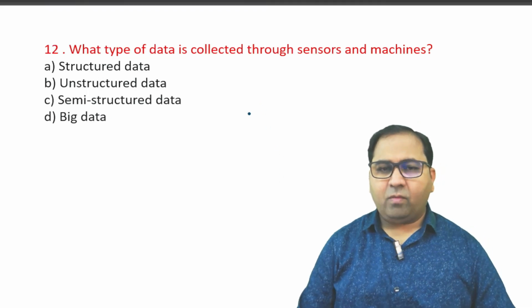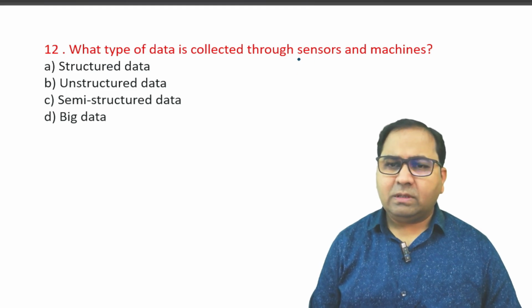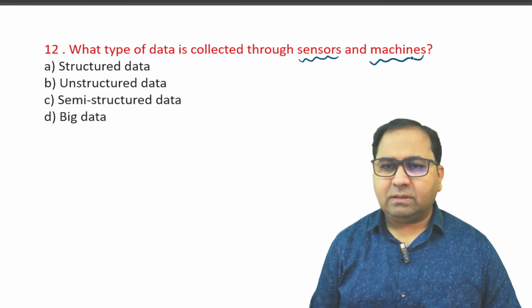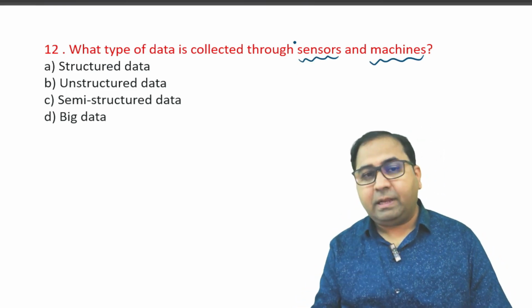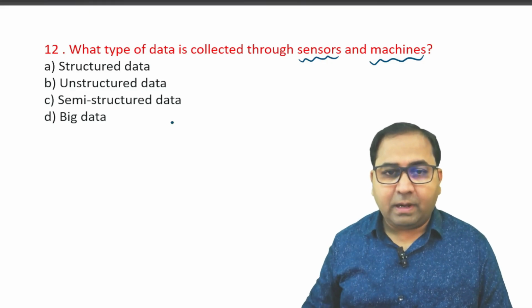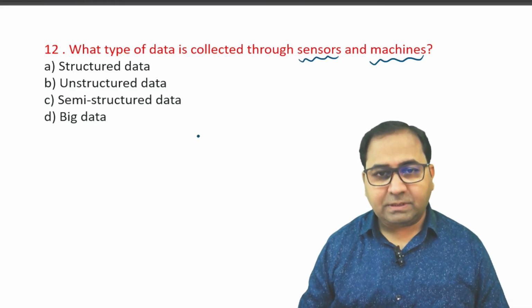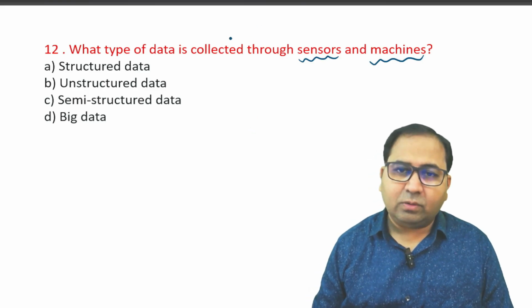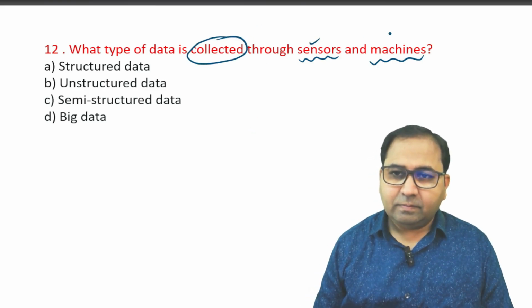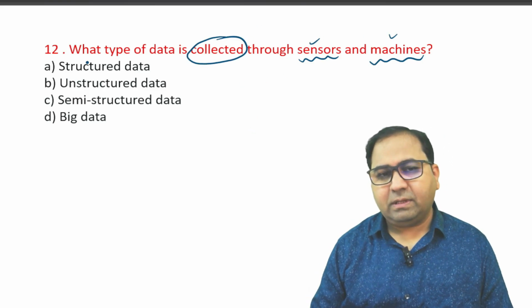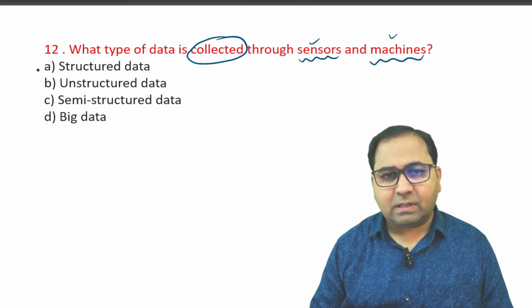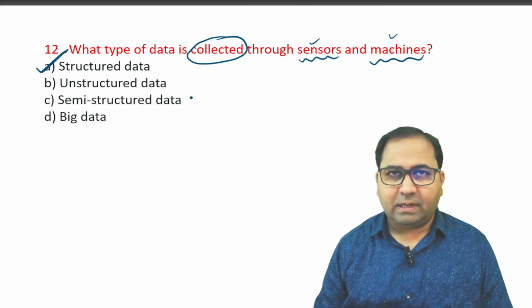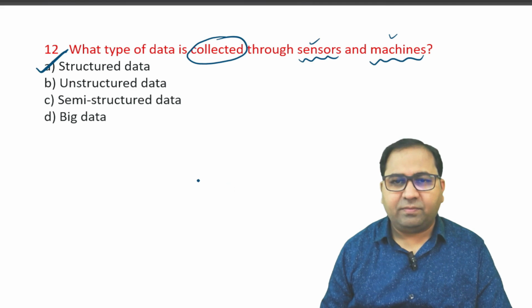Next question. What type of data is collected through sensors and machines? Options are A, structured data, B, unstructured data, C, semi-structured data, or D, big data. What do you collect through the sensors? Through sensors and machines, you collect structured data. Please remember the answer for this question.